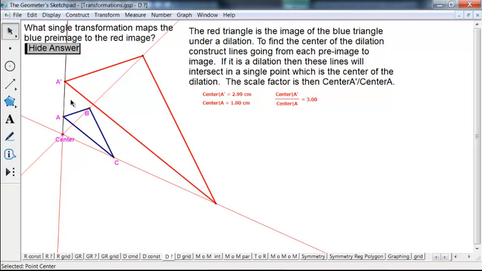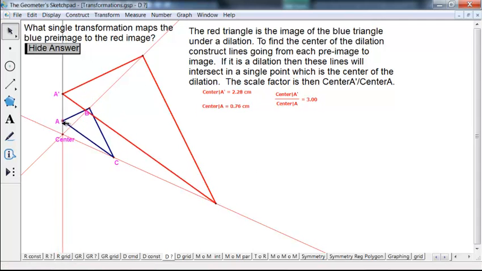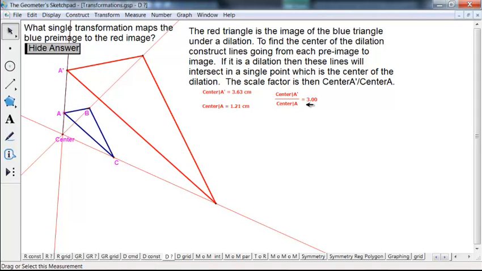Now, what if we want to find the scale factor? Well, we just find some lengths and divide. So we measure from the center to A, that's this distance, and then from the center to A prime, which is this distance, and divide, and we get the scale factor, which in this case is 3.